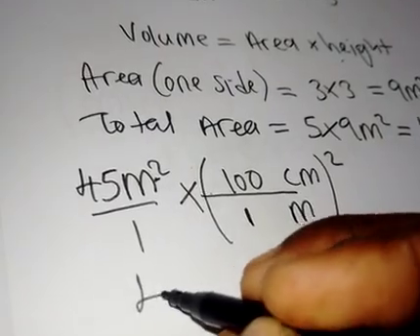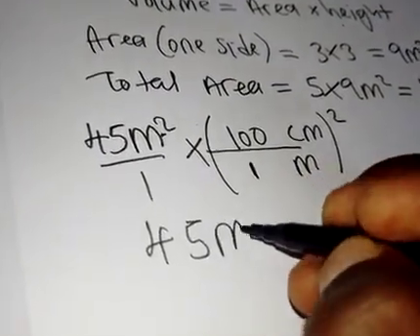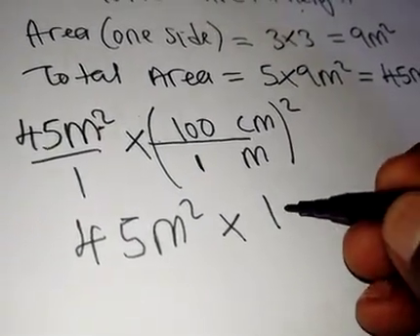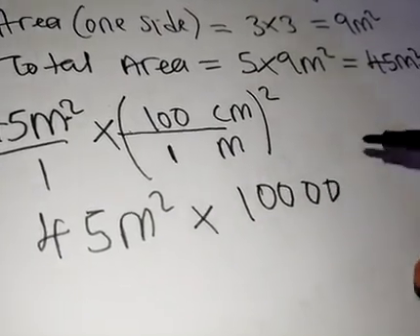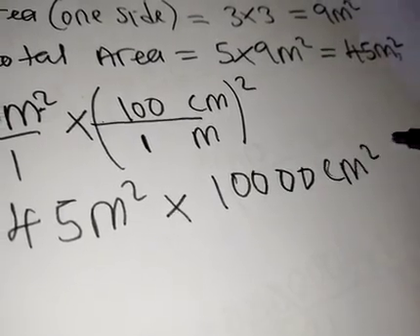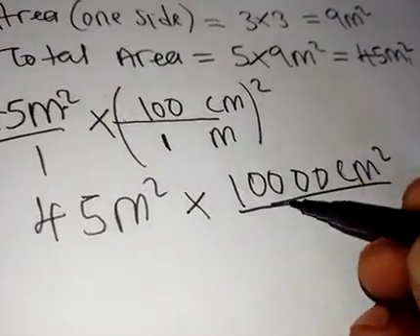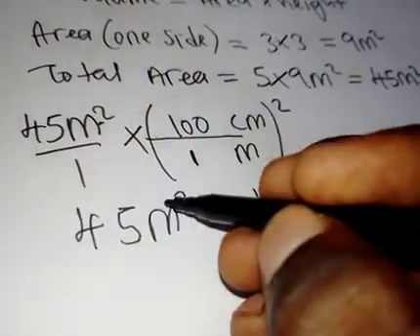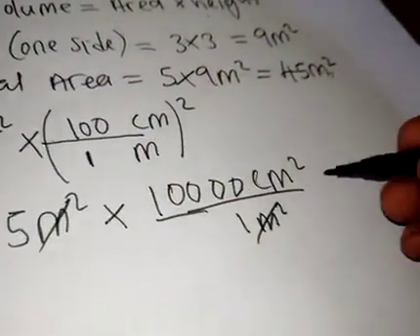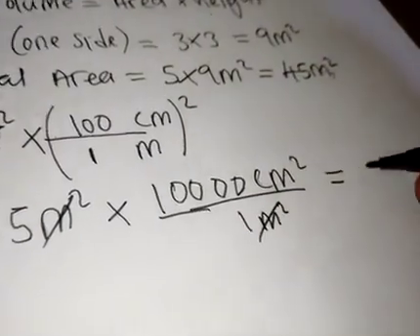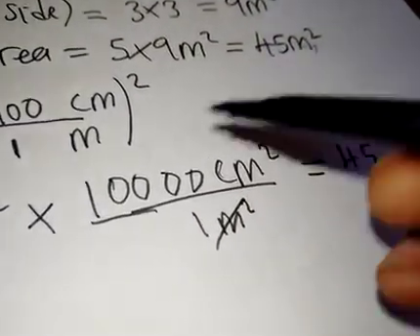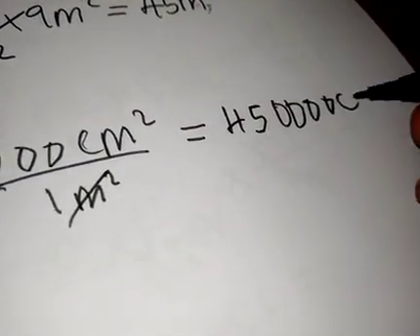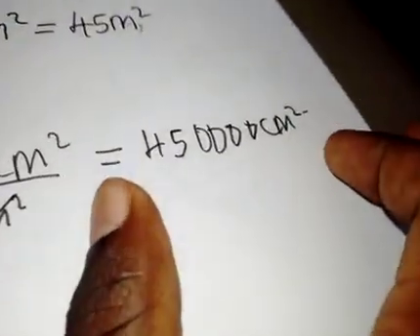Okay, so we have 45 square meters multiplied by 1 with 1, 2, 3, 4 zeros, square centimeters, over 1 square meter. So that square meter will disappear. Then after that, simply multiply directly. So it will be 45 with how many zeros? 1, 2, 3, 4. So 450,000 square centimeters. So this is the total area now.